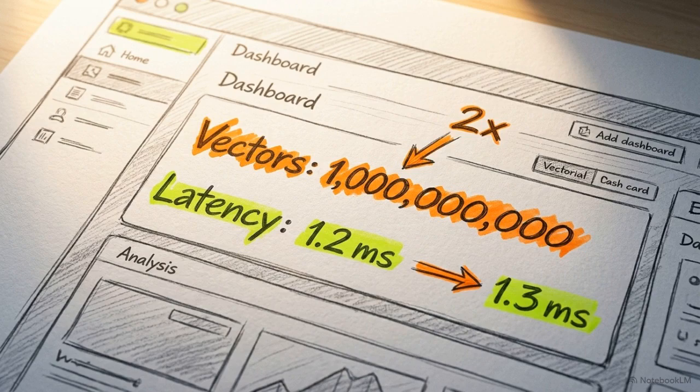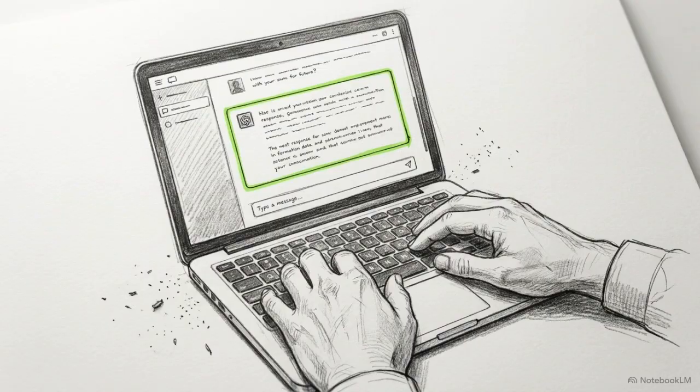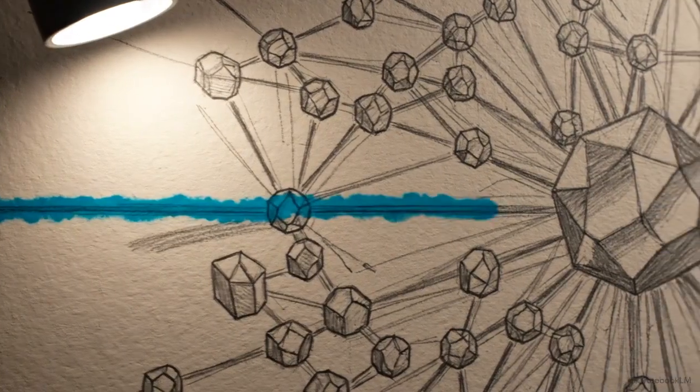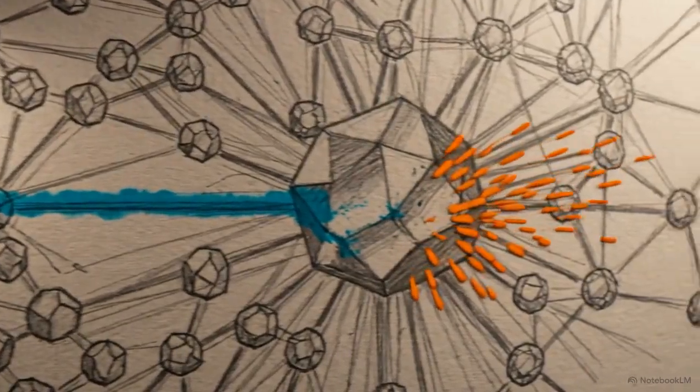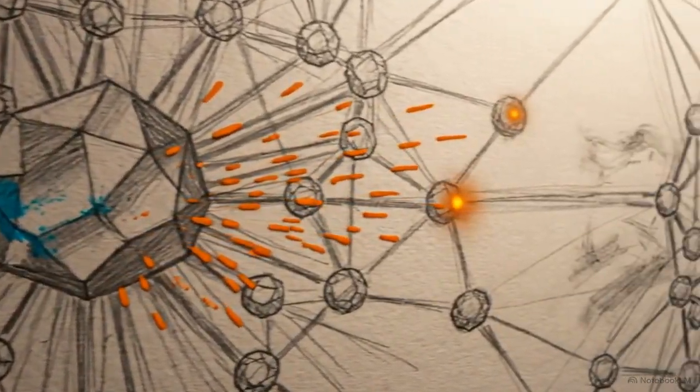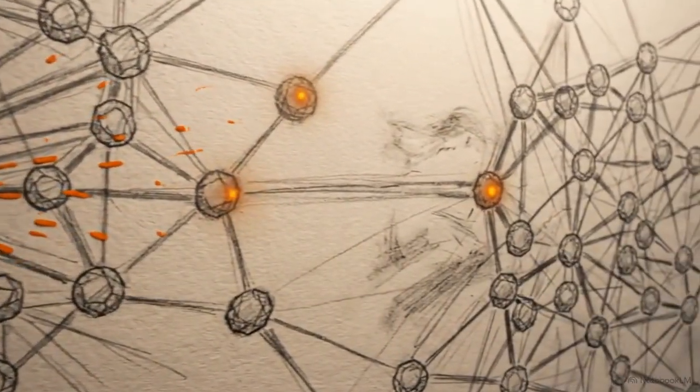Logarithmic scaling means that doubling the size of a database only adds a fraction of a millisecond to the query time. Instant contextual recall for large language models relies entirely on this engineering achievement. By combining the micro-routing of small world networks with the macro-skipping of linked lists, HNSW solves the latency bottleneck of high-dimensional space.